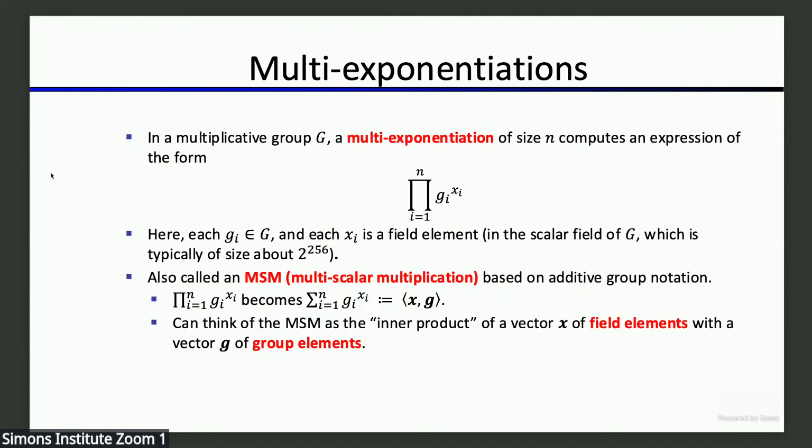If I change the group operation from multiplication to addition, which is just a nomenclature change, now it's what's called a multi-scalar multiplication. Each exponentiation becomes what's called a scalar multiplication. With this additive group view, you can think of the MSM as like an inner product. It's kind of a funny one though, because one vector is group elements and one vector is field elements, or exponents. Okay, questions about this?